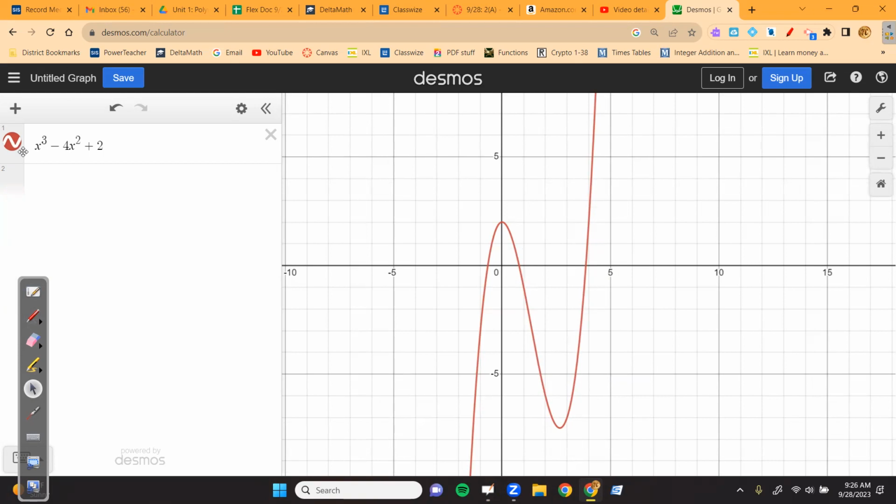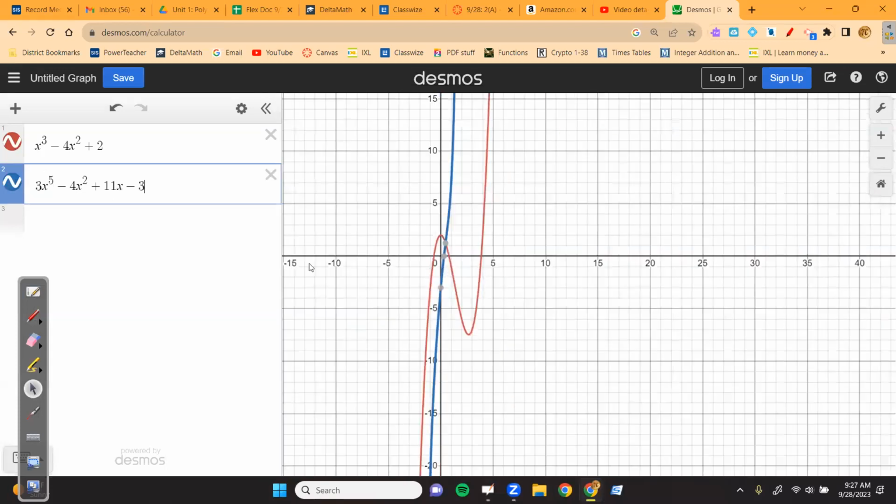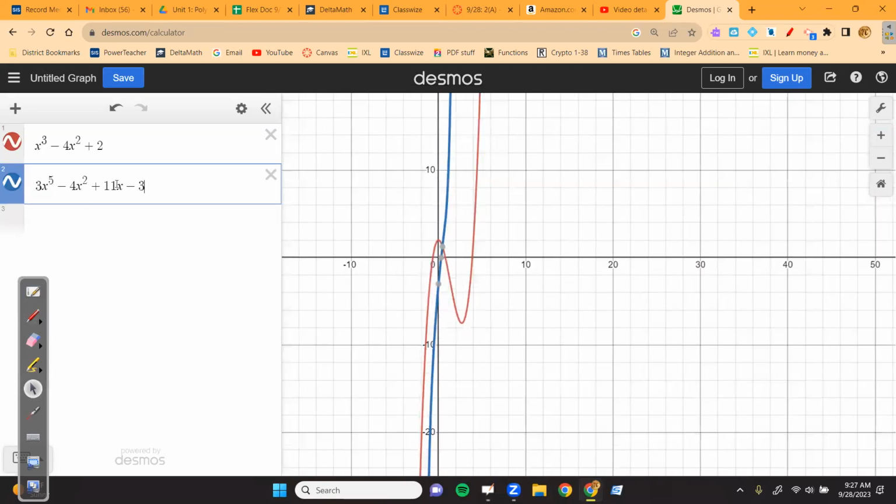I could do it again, and you know exactly where I'm headed with this. So I could put in 3x to the fifth minus 4x squared plus 11x minus 3. That's a very terrible graph, by the way. I wish I'd come up with something better than that. I think it's boring. Anyways, the big awkward blue graph, as I go forever to the left, where does the arm go? Down. And as I go forever to the right, where does the arm go? Up.